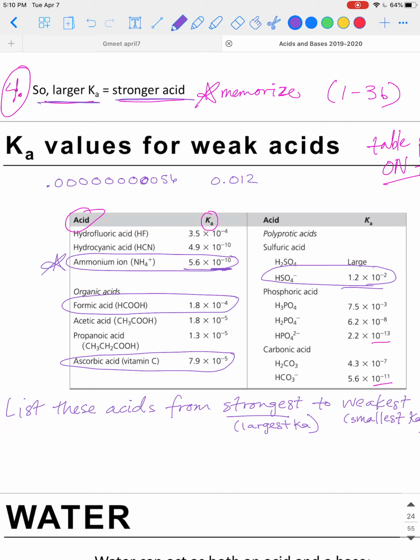All right, so the largest: we have a 10 to the minus 10, 10 to the minus 4, 10 to the minus 5, and 10 to the minus 2. So the largest K is definitely 1.2 times 10 to the minus 2, which means HSO4 minus is our strongest acid.